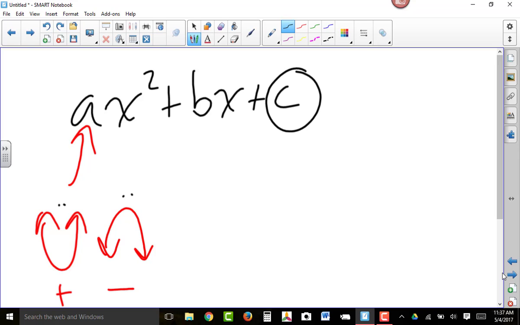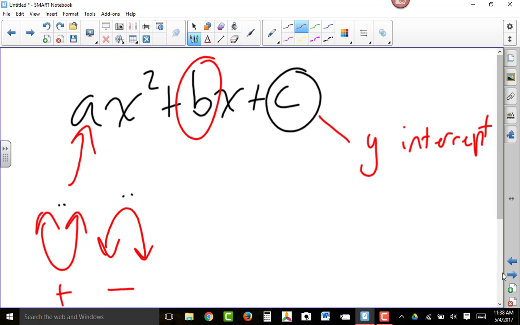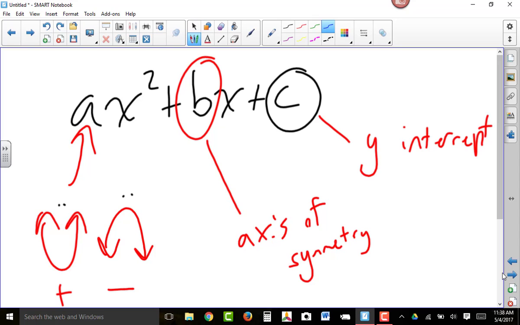Our c is very similar to slope-intercept form where we have the number at the end. This is our y-intercept. And then the b is going to be representative of where our axis of symmetry is, which means the mirror line. So when you have a parabola, it has a mirror line, and this is my axis of symmetry, the mirror line.